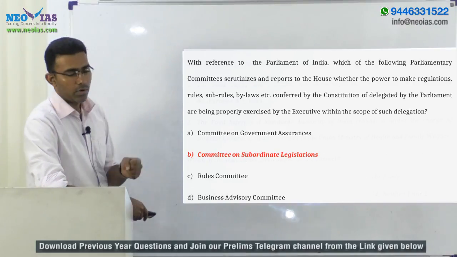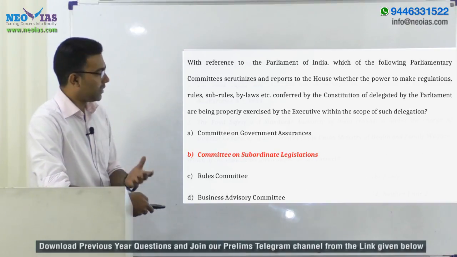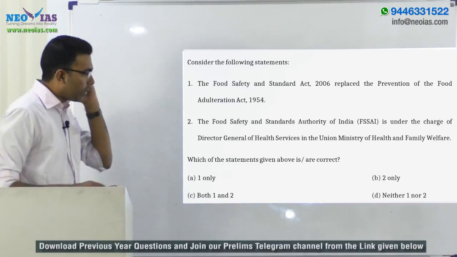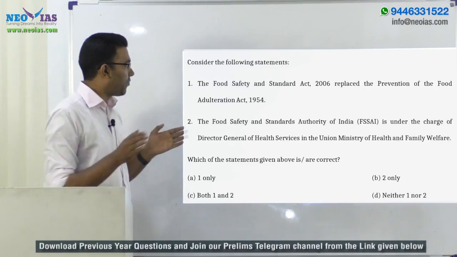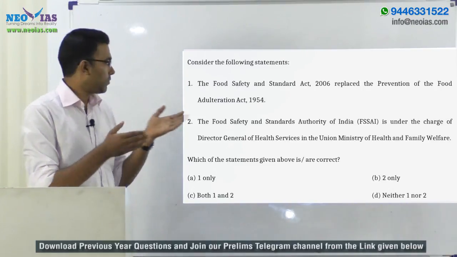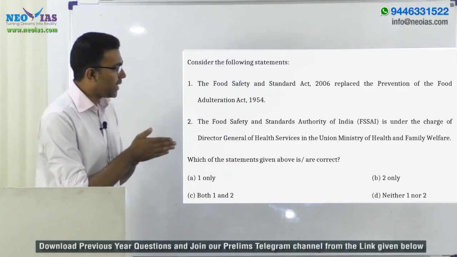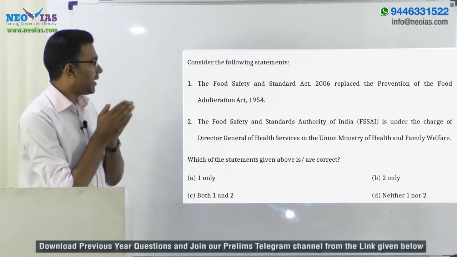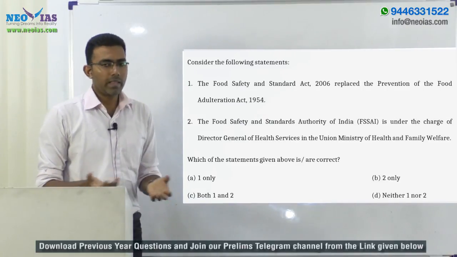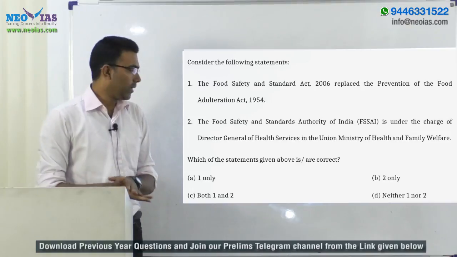So that is what the Committee on Subordinate Legislation does. Moving on to the next question: consider the following statements. The Food Safety and Standards Act of 2006 replaced the Prevention of Food Adulteration Act of 1954. Again, that is correct, but we'll check it once again.